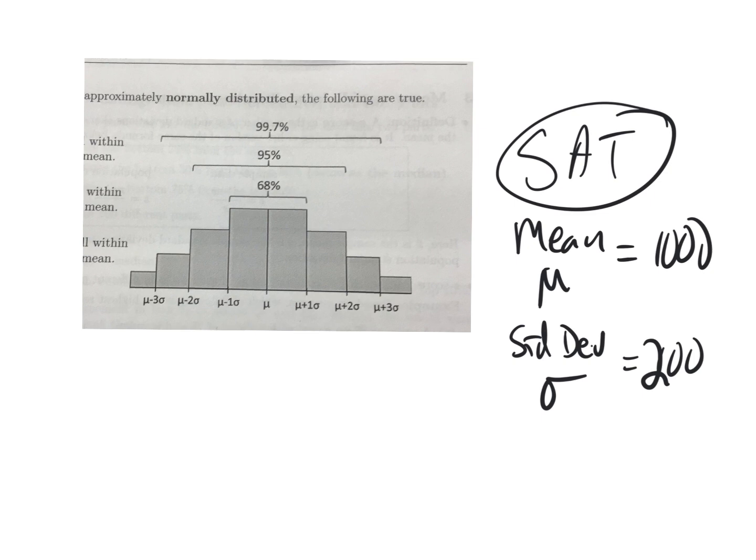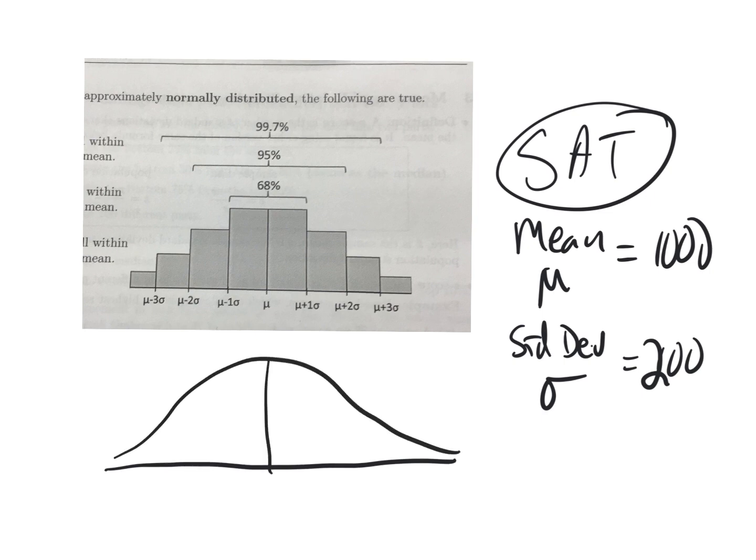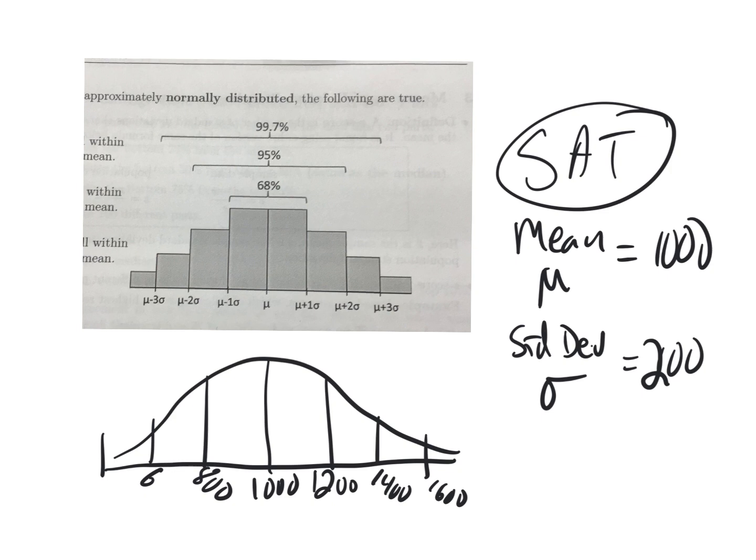So if we wanted to set up a sketch for this, I'm going to do a smooth curve, not a histogram, and the mean would be in the middle at 1,000. Then I'm going to go up 3 lines and down 3 lines, representing 3 standard deviations. I'm going to add 200 each time, so that's 1,200, 1,400, 1,600. Then I'm going to subtract 200, so that's 800, 600, then down to 400.